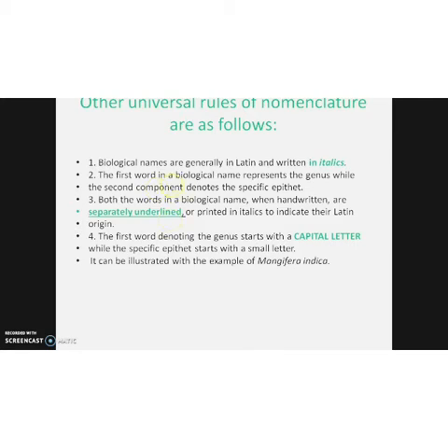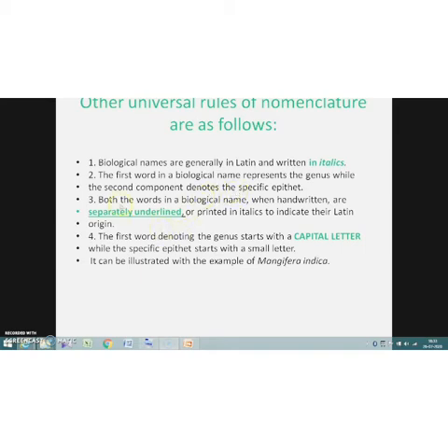So these are the universal rules for writing a scientific name. Okay, the first one, the biological names are generally in Latin and written in italics. So while you are typing it on a laptop, you should use italics. And the second rule, the first word in a biological name represents the genus, while the second component denotes the species part. Okay, so genus name and species name as first and second word respectively. Clear? That we explained already.